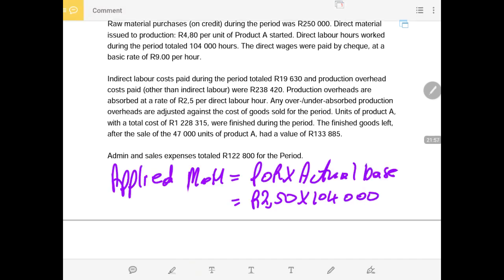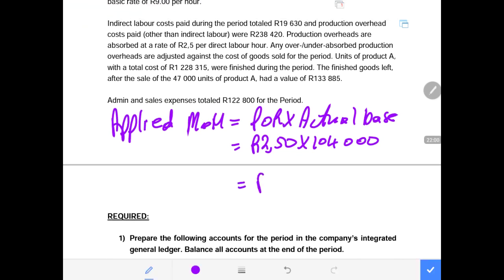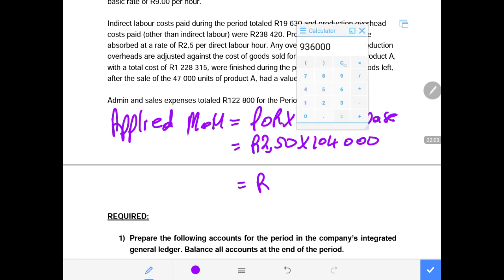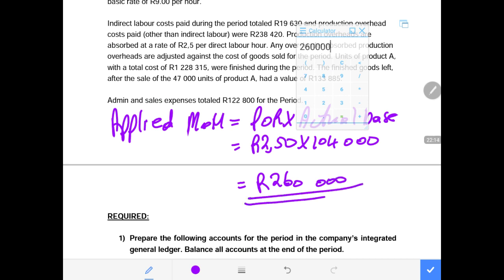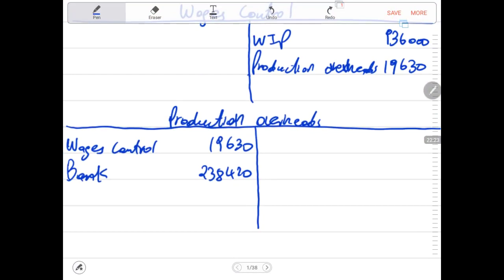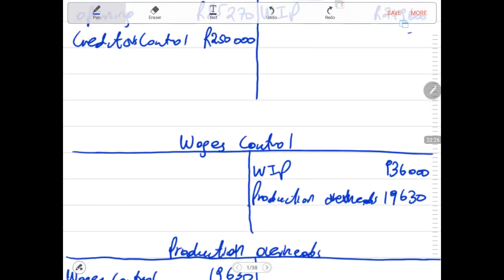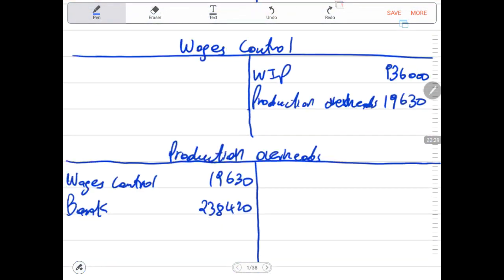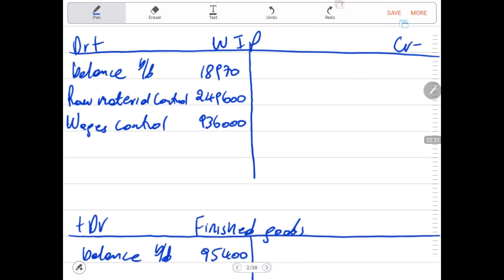So now this will give us the total of the applied or estimated manufacturing overheads. So this will be 2.5 times 104,000 hours, and this will give us 260,000 rands. And this 260,000 rands is then what we call our applied manufacturing overheads. And I said to you that the cost of a product is direct material, direct labor, and applied overheads in the context of this topic. I want to highlight that in the context of this topic.